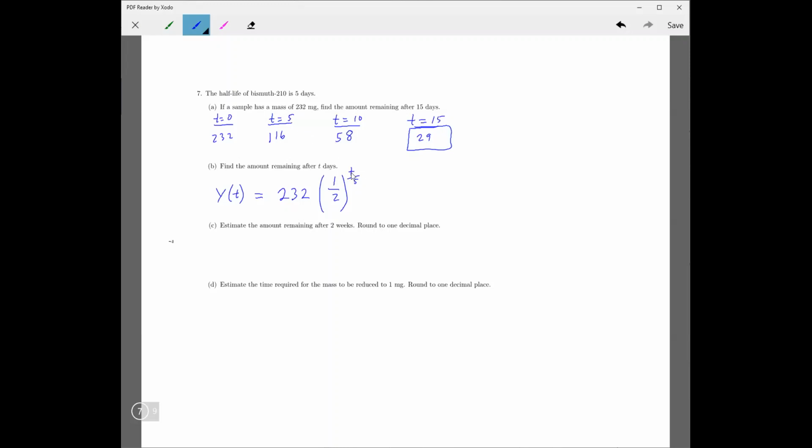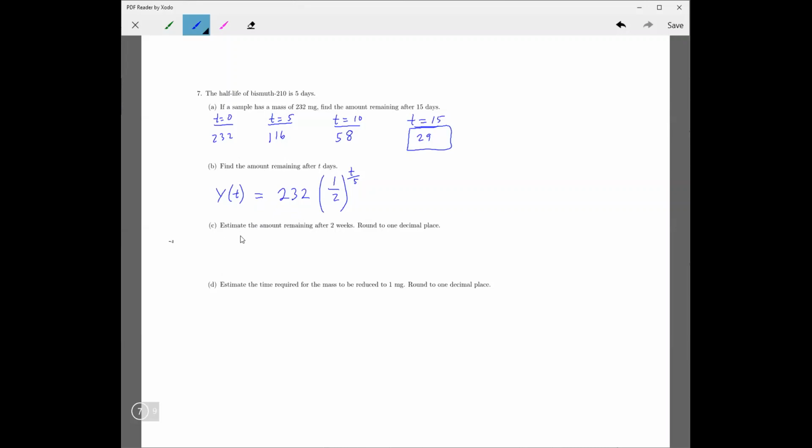If I put a 5 in for t, then this is a 1. So it's 232 times 1/2, which is going to be 116. If I plug a 10 in, then I get 10 over 5 here, which is a 2. So I got 232 times 1/2 squared, which is 1/4, which is going to give me the 58. And then if I put the 15 in, this is going to be a 3, and that's going to give me 29. Okay, so that's why this formula works.